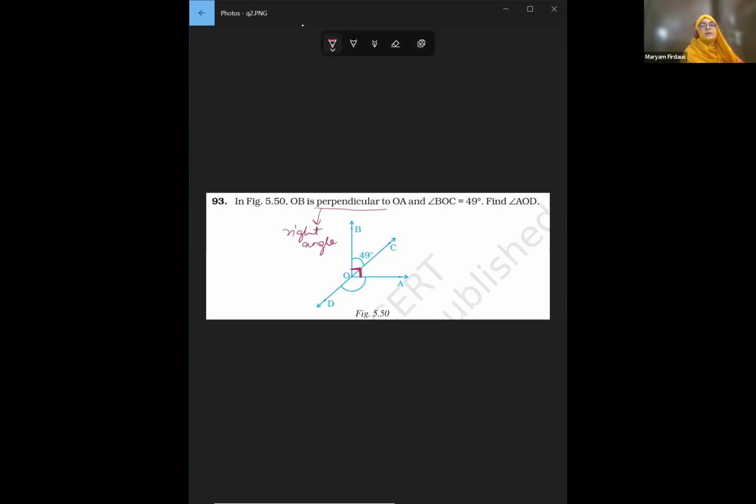Any other angle, anything other than 90 degrees, you will show it with a small arc. Like over here, they have shown 49 degrees with a small arc. So 90 degrees, you will show it with this mark. Okay. So they have given you that OB is perpendicular to OA. This much is clear. Yes. Shall we move forward? Yes. And angle BOC, so this angle over here, that is equal to, just a minute, Hiba.